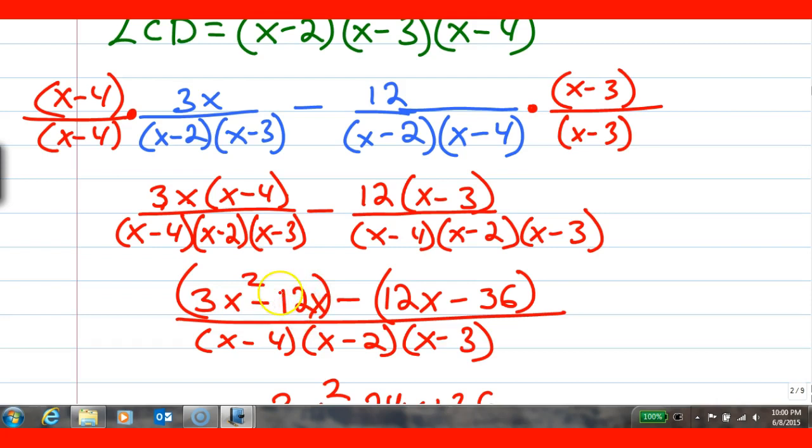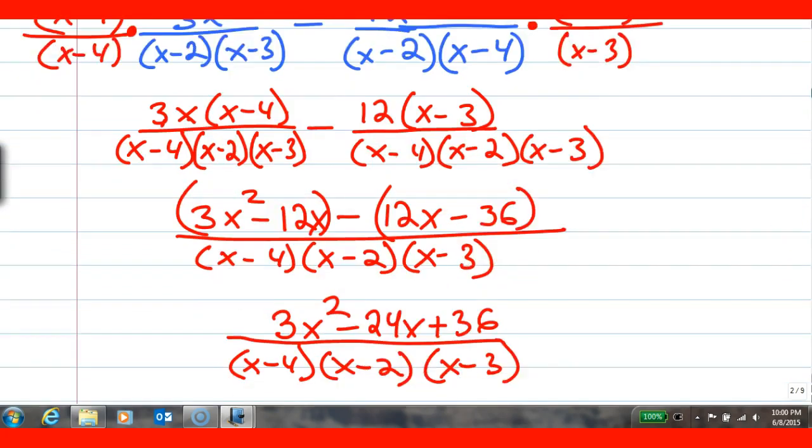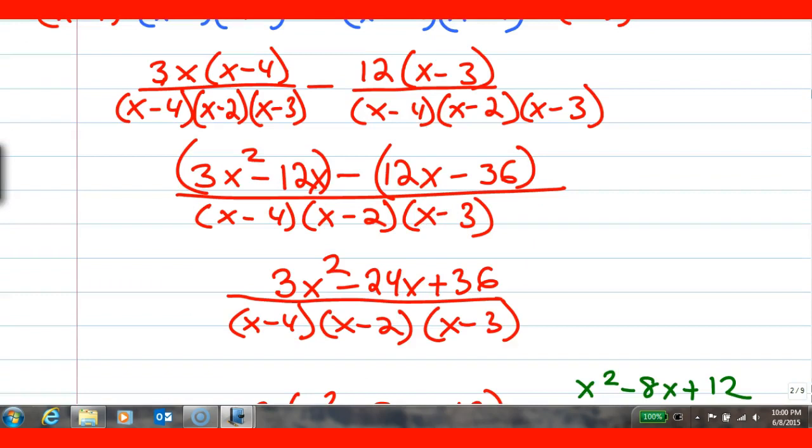And I see that I can start subtracting these. With the 3x squared, I have nothing in common to subtract, so I just copy it down. On the other side I have the negative 12x minus a positive 12x, so that's a negative plus a negative makes a negative 24x. And then lastly, I'm subtracting a negative 36, so a negative to a negative makes a positive 36.